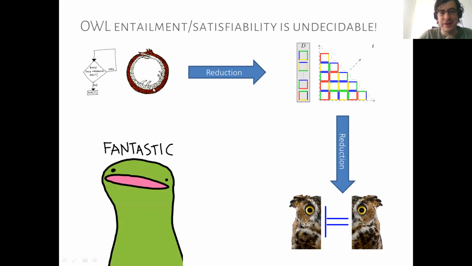Of course, in this case we could reduce directly from the halting problem to OWL entailment, but the domino tiling reduction is quite nice, or maybe a little bit neater than what would be necessary from the halting problem.